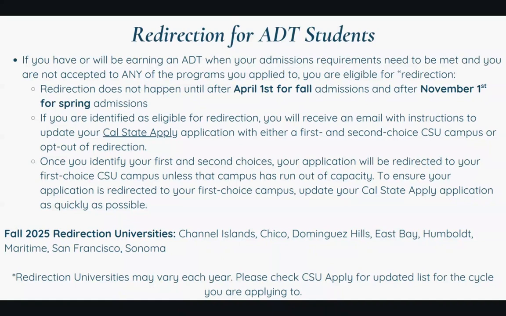For Fall 2025 redirection campuses, these include Channel Islands, Chico, Dominguez Hills, East Bay, Humboldt, Maritime, San Francisco, and Sonoma. It is important to know that redirection universities may vary each year. Please check the Cal State Apply website for updated lists for the cycle you are applying to.